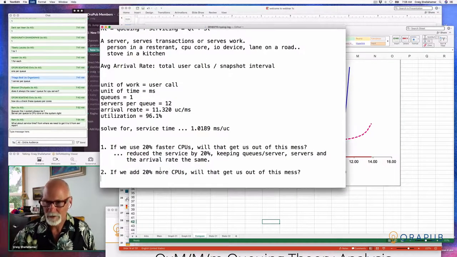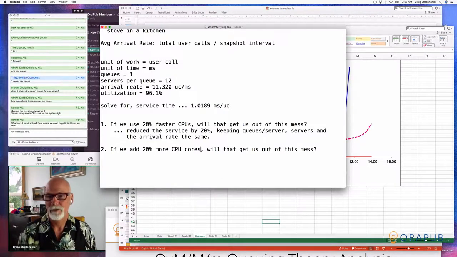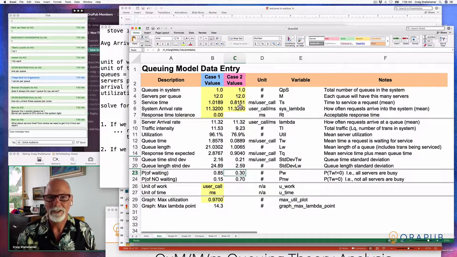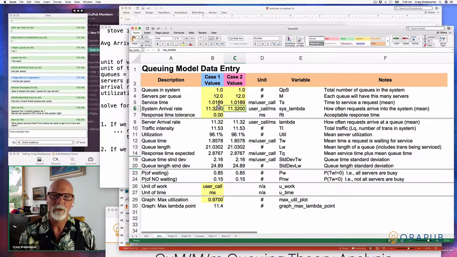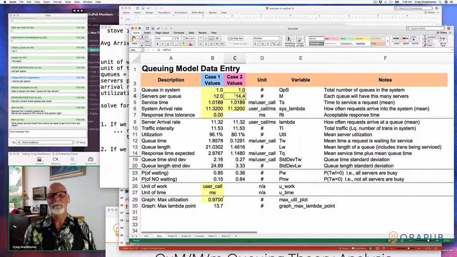Okay, because this is an interesting one here. If we add 20% more CPU cores, will that get us out of the mess? So instead of having faster cores, we're going to do the classic, which is better, faster or more cores. So the same speed, so our service time will be exactly the same. I'm going to set my case two service time to what it is in case one, but I'm going to increase the number of cores, the servers per queue. So instead of 12, it's 12 times 1.2, which increases this by 20%. Now, mathematically, I have 14.4 cores.